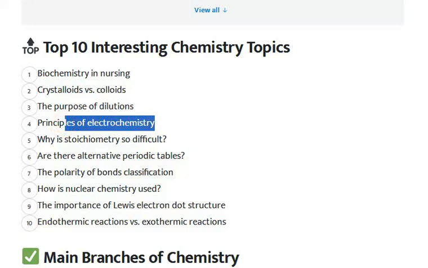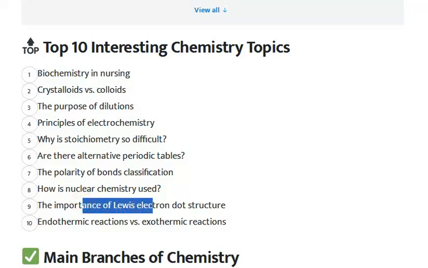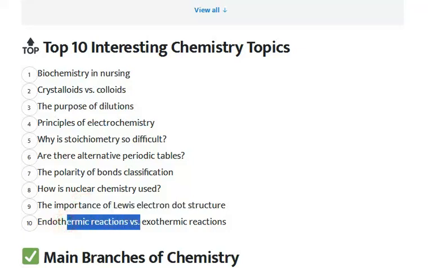Why is stoichiometry so difficult? Are there alternative periodic tables? The polarity of bond classification. How is nuclear chemistry used? The importance of Lewis electron dot structure. Endothermic reaction versus exothermic reaction.